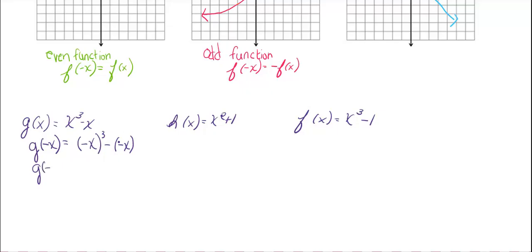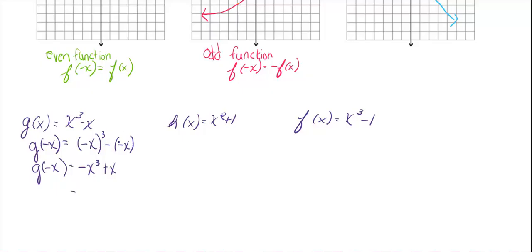g of negative x equals negative x to the third, which is the same thing as saying everything in parentheses raised to the third power. So it's negative 1 to the third, which gives me negative 1, and x to the third, which gives me x to the third. So I end up getting a negative x to the third. And I'm also going to get the negative of negative x, which is going to give me positive x. Now I'm looking at this. How does this relate to x to the third minus x? Well, do you see that every sign is opposite? And if every sign is opposite, that means it's got to be an odd function.